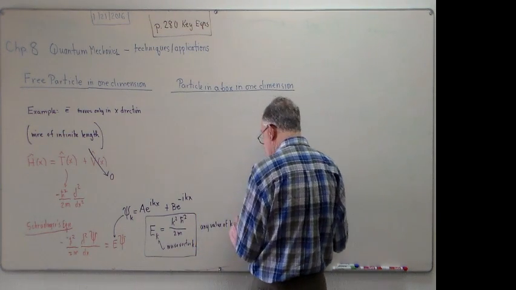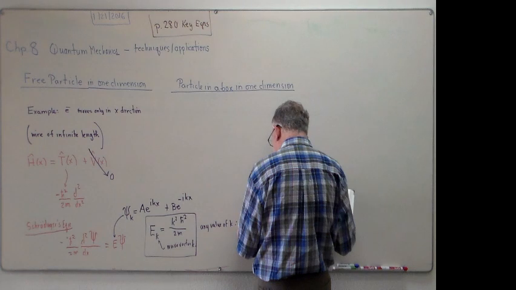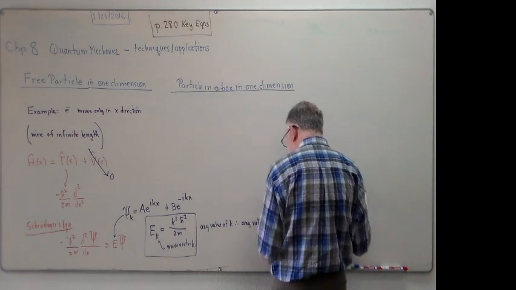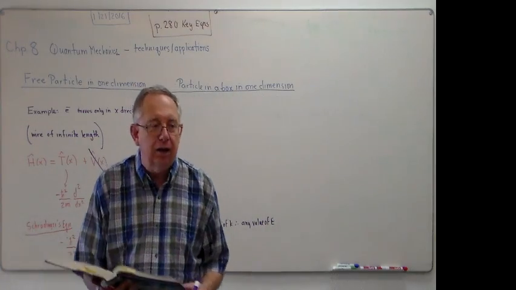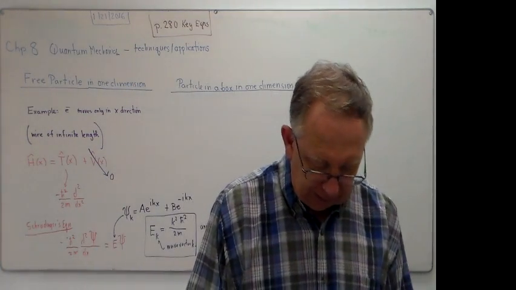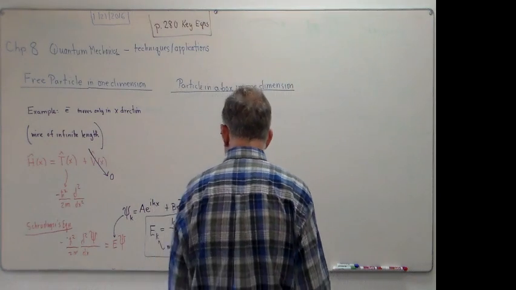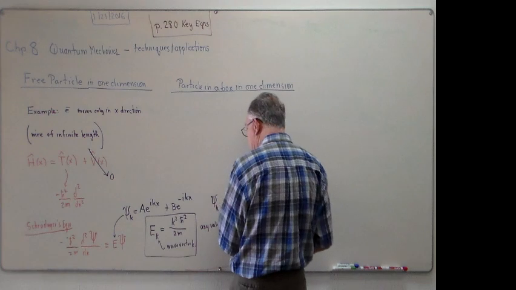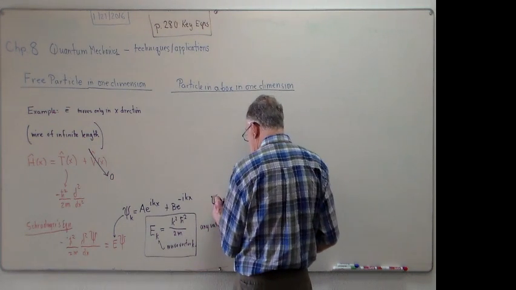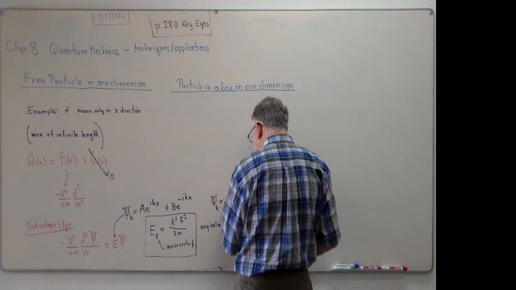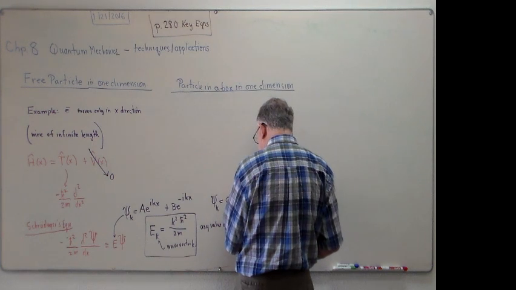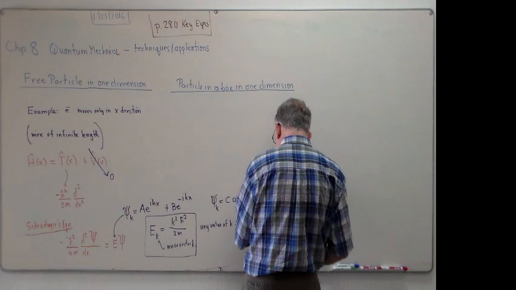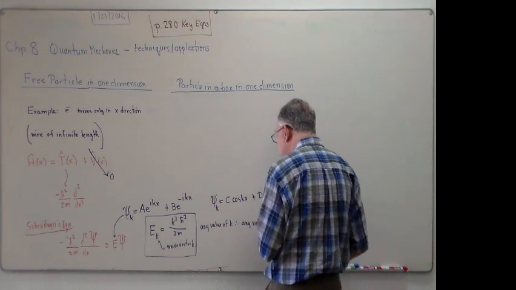Therefore, any value of E. You can have any energy you want, you can have any k you want. You're free, under no obligation, under no restriction. You could also set this up, by the way, as psi k equals C cosine kx plus D sine kx.